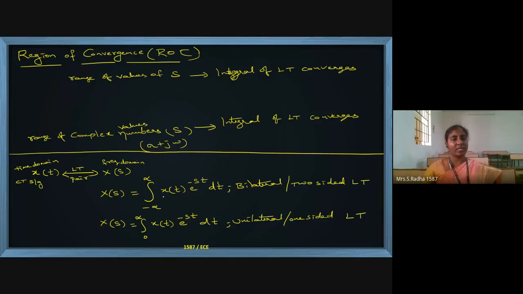Those are the values where the integral exists, or where the integral converges. That range of s values is nothing but the region of convergence. Integration limits: if you are taking both sides, positive and negative, it is called bilateral or two-sided Laplace transform. If you take only positive or only negative, for example minus infinity to 0, that is called unilateral.